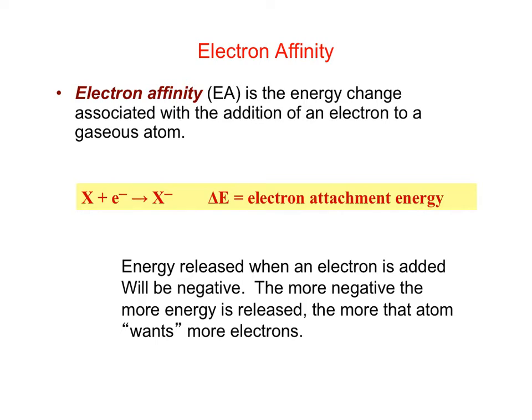And so some way of thinking about electron affinity is the more negative the electron affinity is, the greater the magnitude of that negative sign is, the more that electron wants additional electrons.